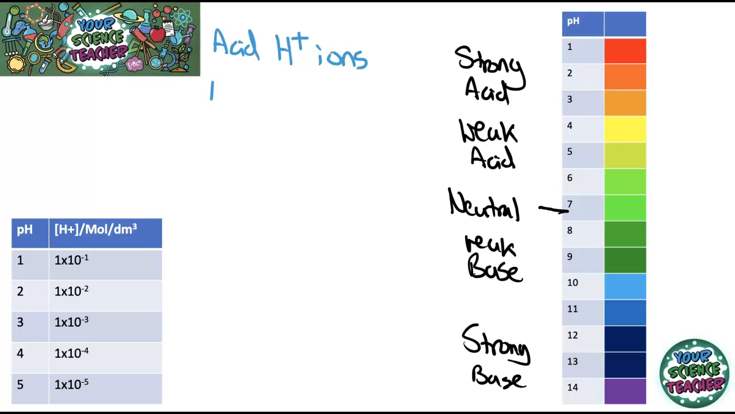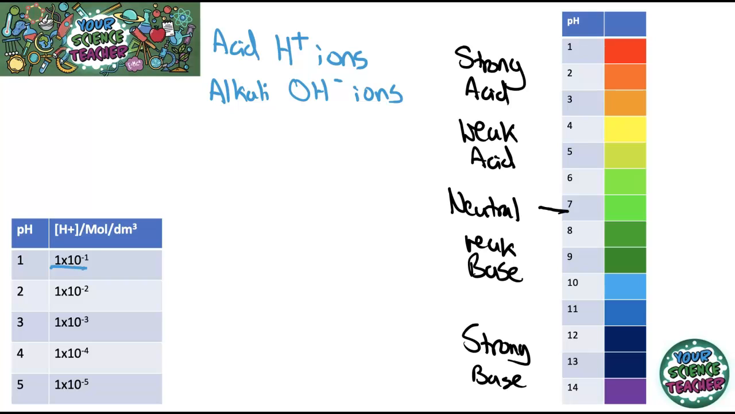On the contrary, we have alkalis as well. Remember, they're soluble bases, and they have OH minus ions. So what controls the actual pH is the amount of hydrogen ions that that acid has. So for example, if I have a pH of substance 1, I know that the concentration of my hydrogen ions is 1 times 10 to the minus 1.